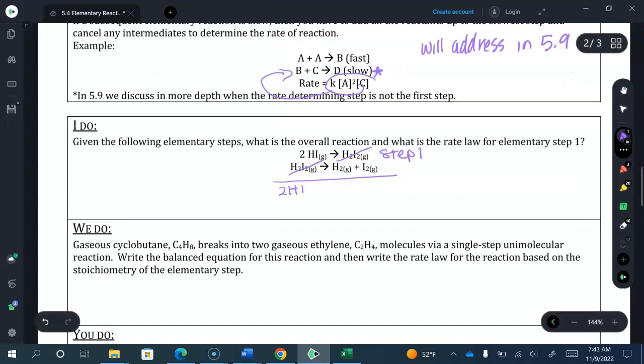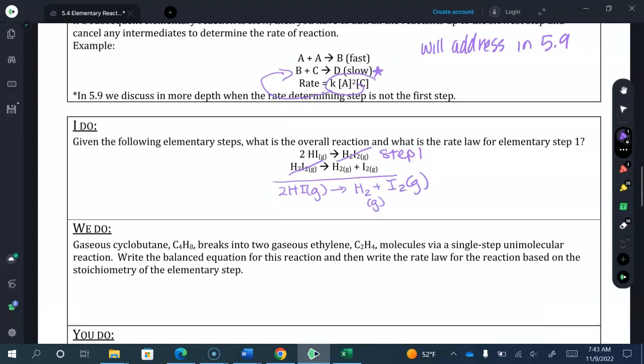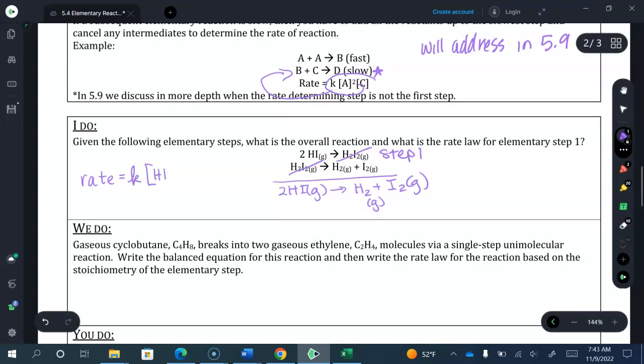So 2HI gas is going to yield hydrogen gas and iodine gas. Then writing the rate law for step 1, it always takes the form of rate equals K times something, and that's going to be our reactants. And because it's an elementary step, we use the stoichiometric coefficient to give us the order for that. So it'd be 2. So this is our rate law.